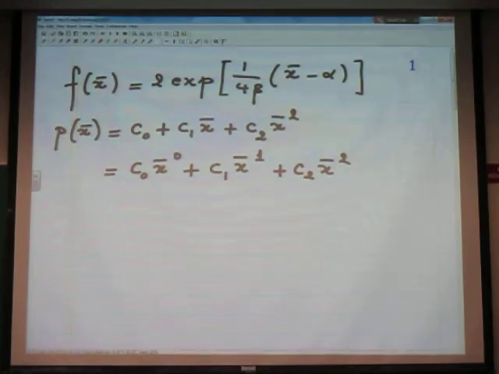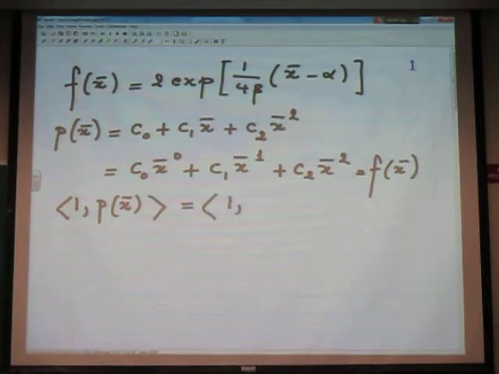So now projection in x bar space means that you form the scalar product of this equation, P bar equal to f of x bar. What it means is the following: you form the scalar product of 1 and p of x bar, and that should be equal to the scalar product of 1 and f of x bar. Now p of x bar and f of x bar are already defined there, so that gives you the first equation.